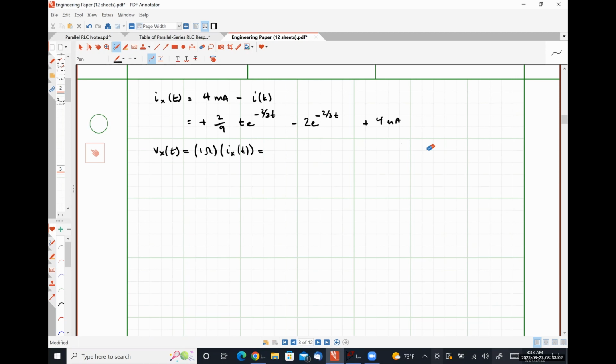All right, sorry about that. Okay, so now we're going to have 2/9 t e to the -2/3 t, -2 e to the -2/3 t plus 4 millivolts. All right, I know I went through and I made a significant amount of corrections here at the end because I messed up the units on things. So let's simulate our circuit to make sure we corrected things appropriately.